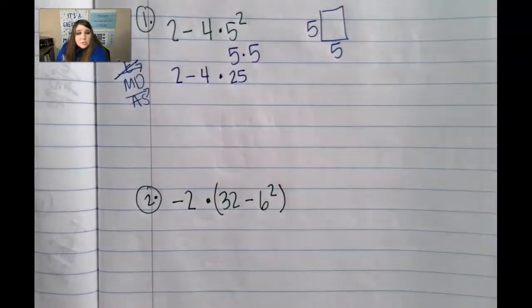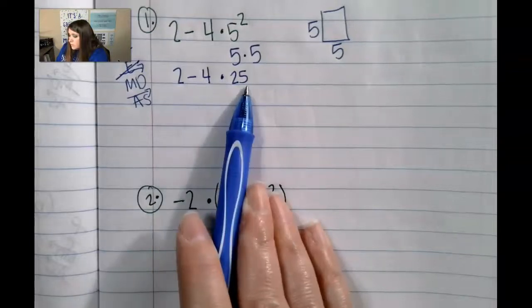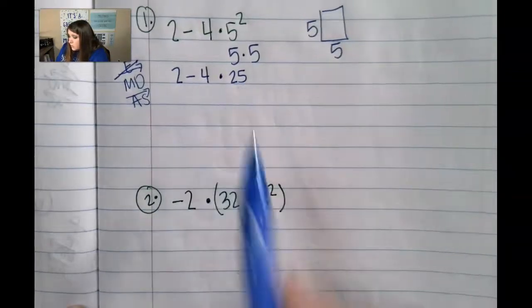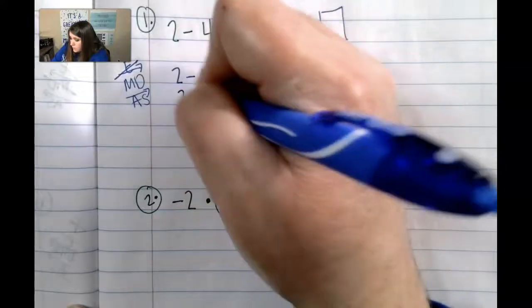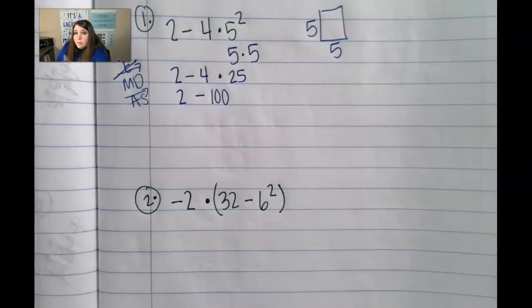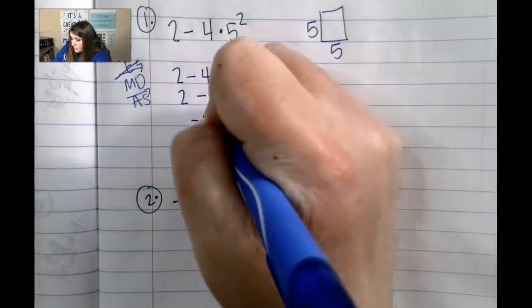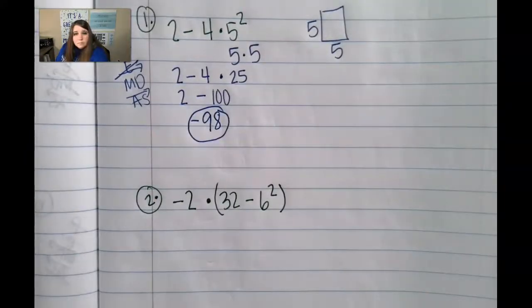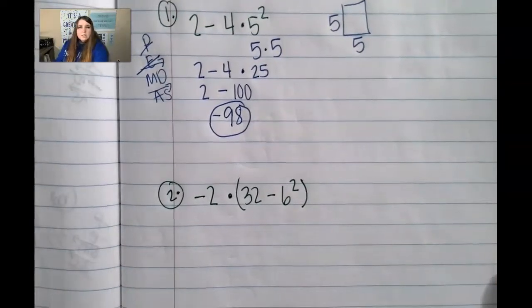Then I have multiplication or division from left to right. So we're going to start on the left, work our way right. 4 times 25. Well, 4 times 25 is 100. And I'm going to subtract or bring down the subtraction sign. I could have read that as negative 4 times 25 if I wanted to and just kept the negative sign in there. I have $2 in the bank, but I spend 100, which means I have negative $98. Okay, how did you do on that one? Check your steps, ask questions.